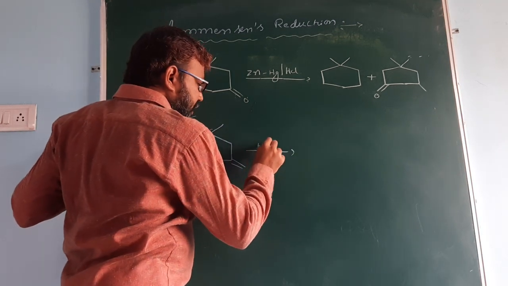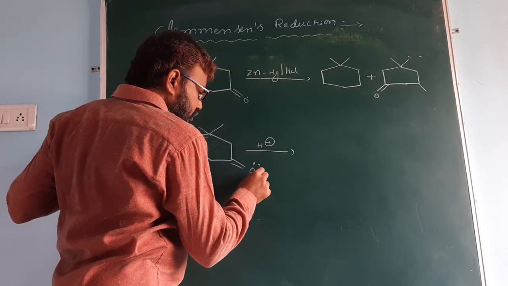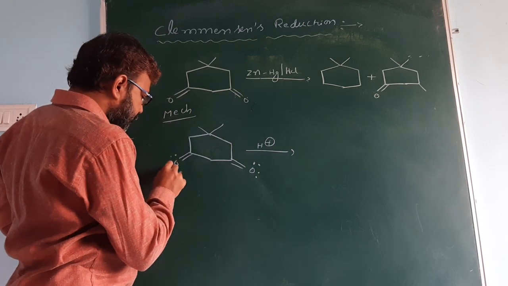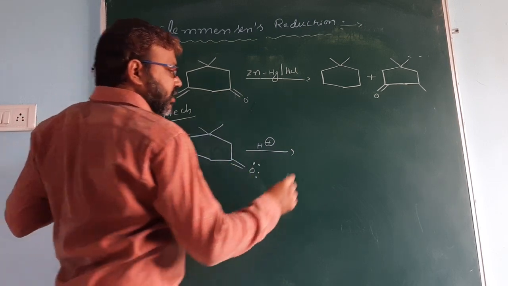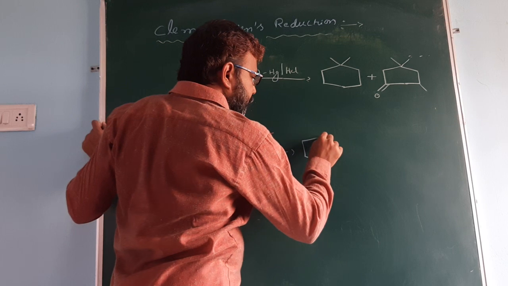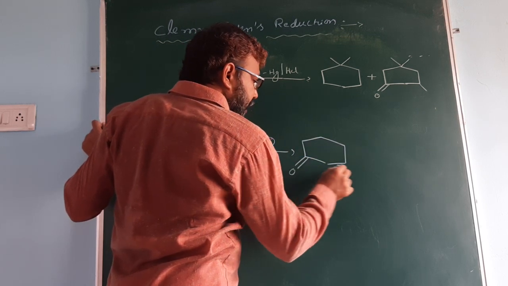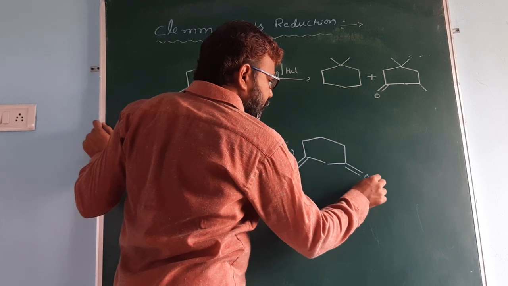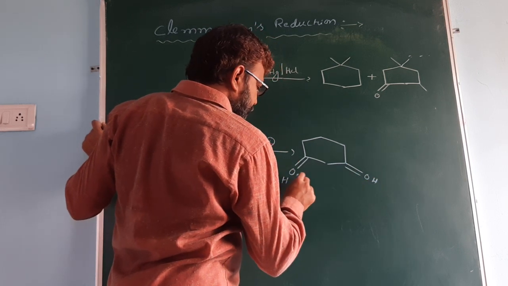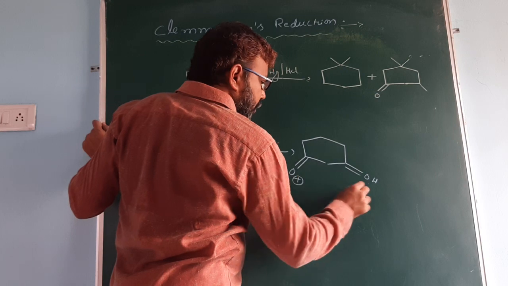The reaction takes place in acidic medium. Oxygen has a lone pair of electrons, so the H plus attacks here. The reaction proceeds through a di-free radical mechanism. Now oxygen has a positive charge.